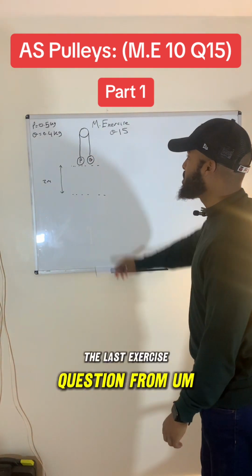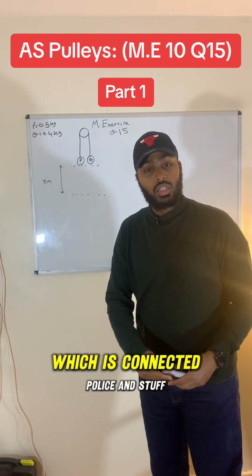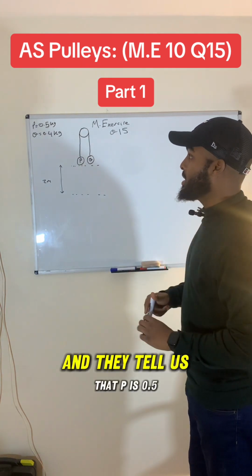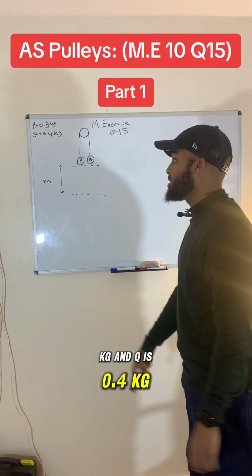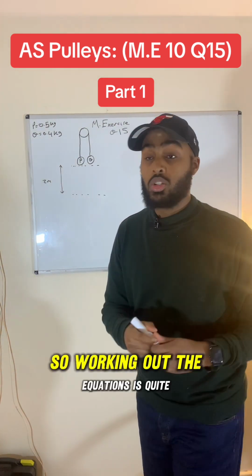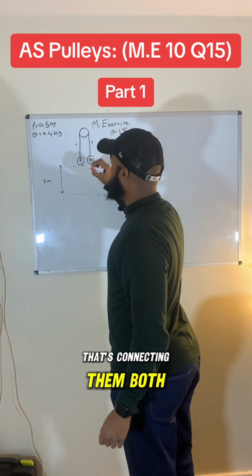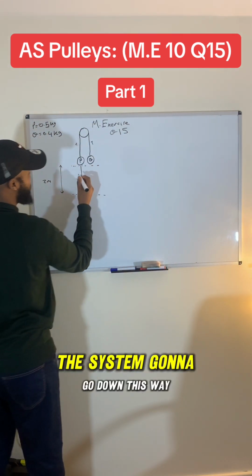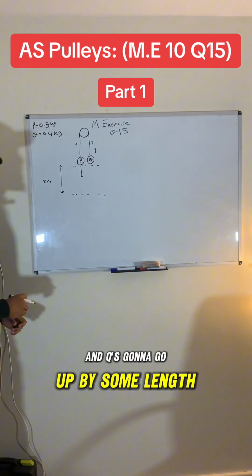The last exercise question from chapter 10, I think it is, which is connected pulleys and stuff like that. So here we have a connected pulley, and they tell us that P is 0.5 kg and Q is 0.4 kg. And they basically want us to work out the equations. Working out the equations is quite straightforward. We know that there's tension connecting them both, and because P is heavier, the system's gonna go down this way, and Q is gonna go up by some length, right?